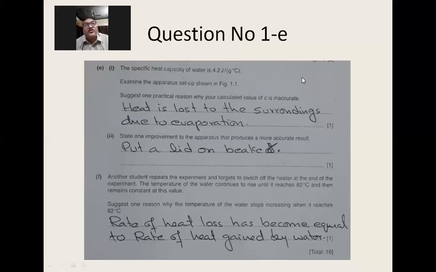When the temperature becomes 82 degrees centigrade, the temperature of the water no longer rises. The reason is that the heat which you are giving to the water and the heat which is lost from the water, both the rates have become equal to each other. So that's why the temperature of the water is no longer rising. The answer which I wrote is: rate of heat loss has become equal to the rate of heat gain. So this was question number 1. I hope that you have understood.